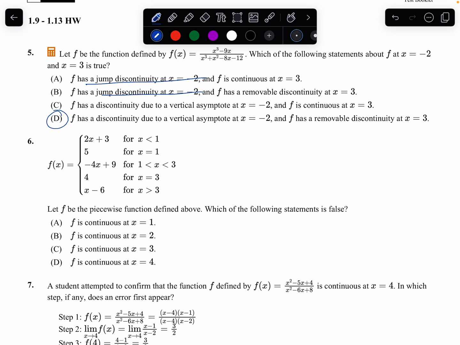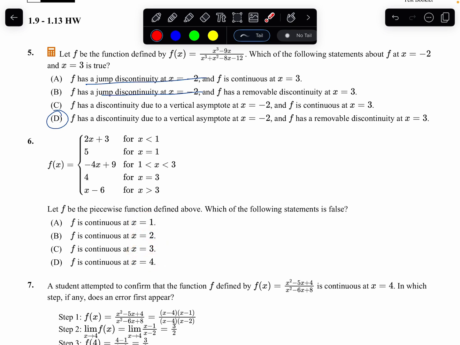Problem number 6. Sorry, just looking at this right here. Let f be the piecewise function defined above. Which of the following statements is false? Alright, so if I'm looking at the answers, we're checking for continuity at x equals 1, 2, 3, and 4.